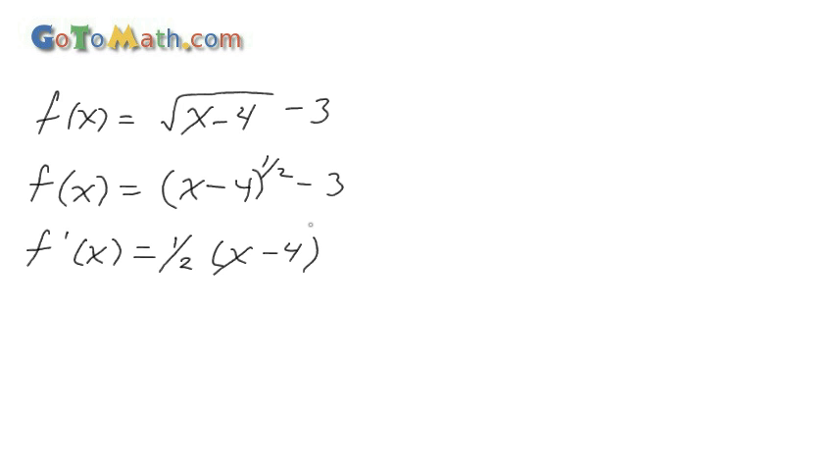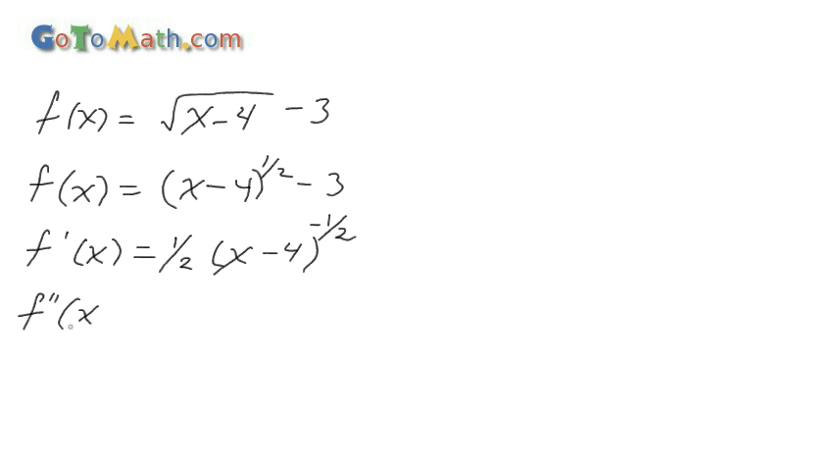Subtracting 1 from the exponent, that leaves us with a negative a half. And of course the derivative of a constant is 0. And I guess I should have noted that we take the derivative of what's in parentheses here and bring it out, but the derivative of x is just 1, so we don't have to do anything with that.